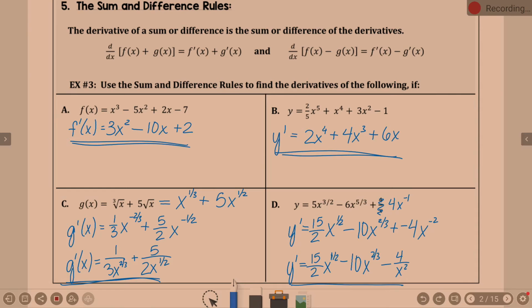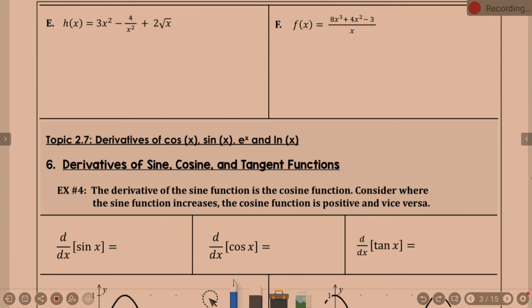We've got E and F on the next page. Same type stuff. Let's see. Before I start this one, 3x squared is good at 3x squared. Minus, instead of 4 over x to the second, 4x to the -2nd. Instead of 2 square root of x, 2x to the 1/2. Again, rewrite it or don't.